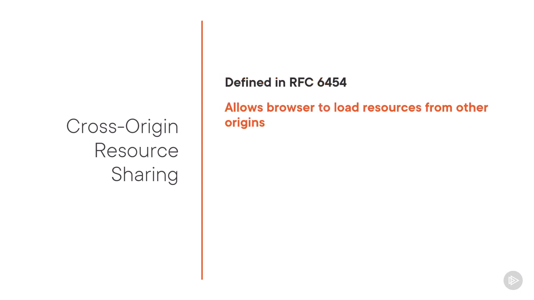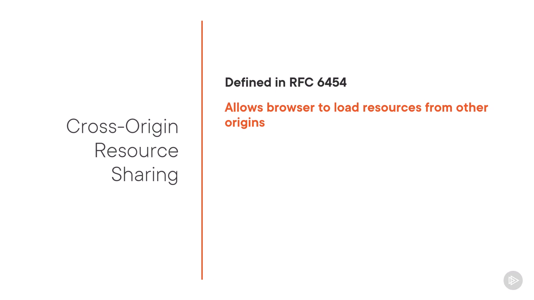Cross-Origin Resource Sharing is defined in RFC 6454. By default, browsers enforce a same-origin policy, which means web pages cannot make requests to a different domain than the one that served the web page in their JavaScript. Two URLs have the same origin if they have the same scheme, host, and port.